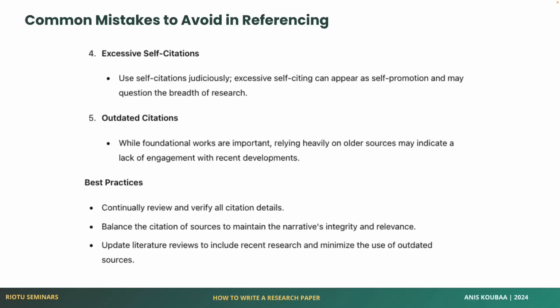Okay, and also avoid outdated citations. The recency of references is one of the most important things. Usually your citations should fall within the last 5 years in majority. 70% of your citations should be within the last 5 years. This is a good practice. I mean, 60% would be acceptable, but usually you shouldn't go below 70%, 60%.